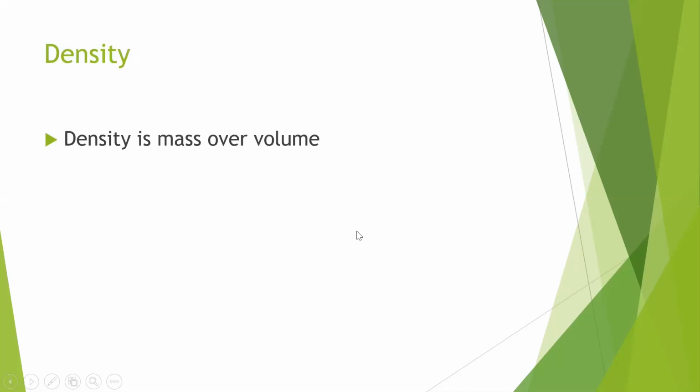So density is just a measurement that is mass over volume. So in equation form, D stands for density equals M over V, where M is the mass and V is the volume. So M equals mass and V equals volume.